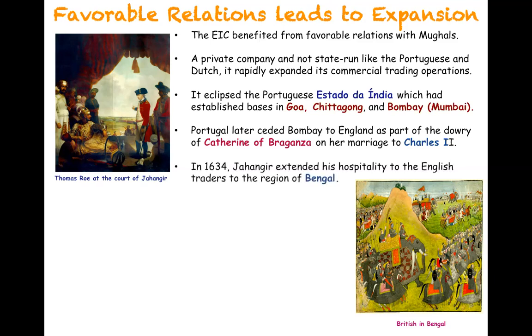In 1634, Emperor Jahangir granted a firman to the English, allowing them to trade in the very rich province of Bengal to the east.